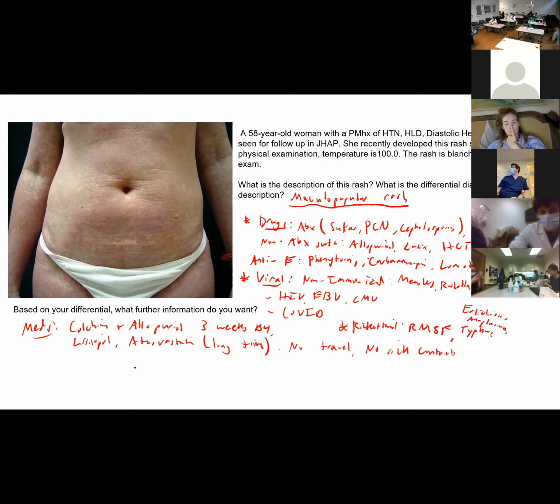The rash was really itchy, but she really denied any other manifestations. So no constitutional symptoms. What would your guys' red flags be? Things that you want to look at, things that you want to ask to make sure this isn't something scary? Any oral symptoms? Mucous membrane. Yes, so mucous membrane.